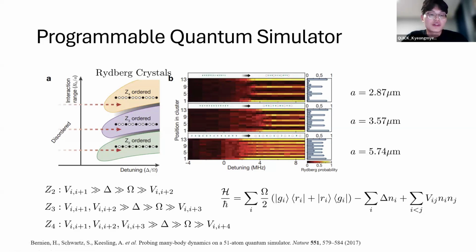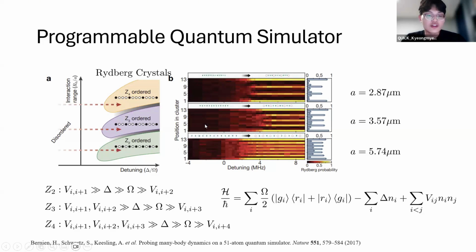For example, if the atom experiences blockade for neighboring atoms, V_{i,i+1}, but has negligible interaction with the next nearest neighbor, so this term is negligible, then the ground state corresponds to the Rydberg crystal with Z2 order state in a manner analogous to antiferromagnetic order in magnetic systems. So the Z2 order state is basically the repetition of GRGR or RGRG and so on.